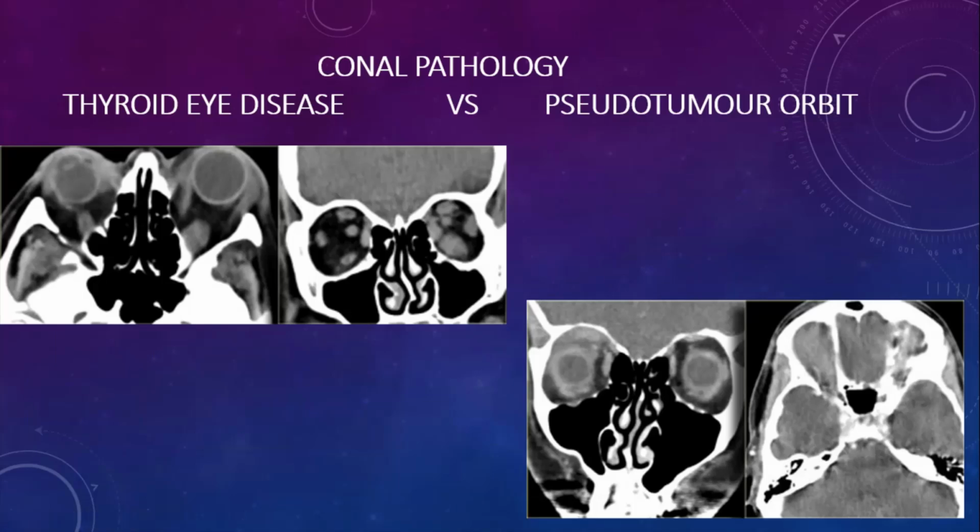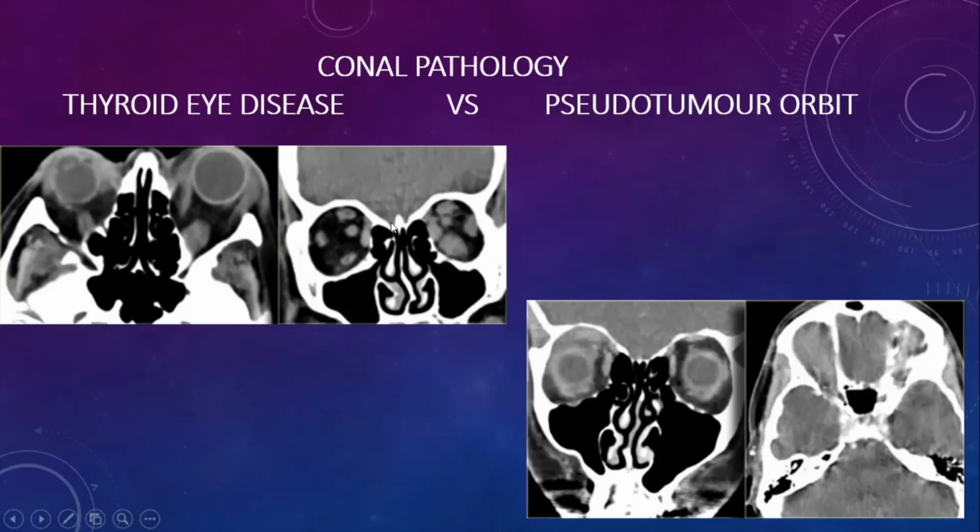So coming to the orbital pathology. One of the most common things we see in day-to-day practice is TAO, that is thyroid associated orbitopathy. On the right, the patient has normal extraocular muscles, usually between 3 to 4 mm, whereas in the left orbit, the extraocular muscles are very well thickened.